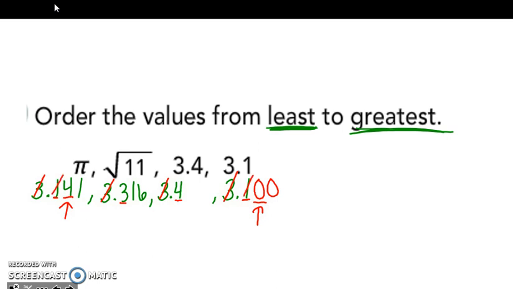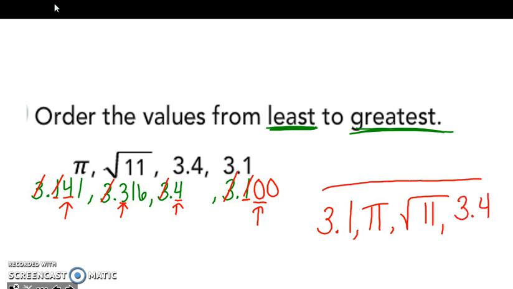Hopefully you know that 0 is smaller. So the value of 3.1 is going to be my smallest number. That means pi would be next. And then my other two digits, I either have a 3 or I have a 4. Hopefully you know that 3 is smaller than 4. So I get the square root of 11 and then 3.4 at the end.